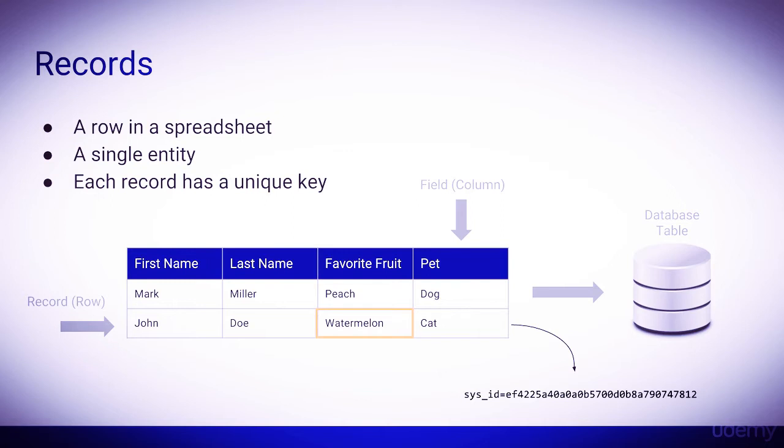You can think of a sysid as a home address. Each house has one and only one address. If you give your home address to a friend, they can locate your exact house. Records are everywhere in ServiceNow. They represent specific users, groups, roles, settings, incidents, problems, and so on.